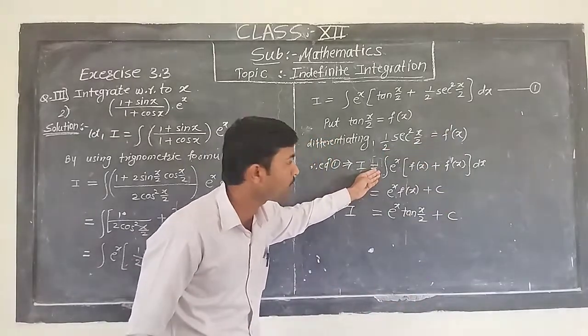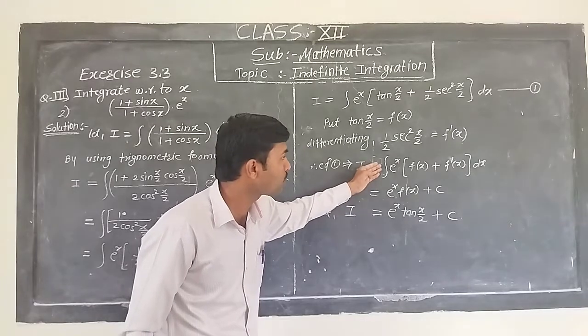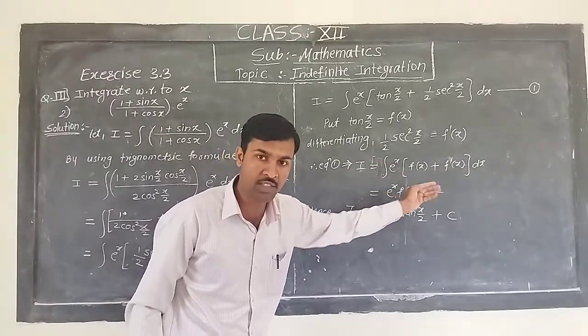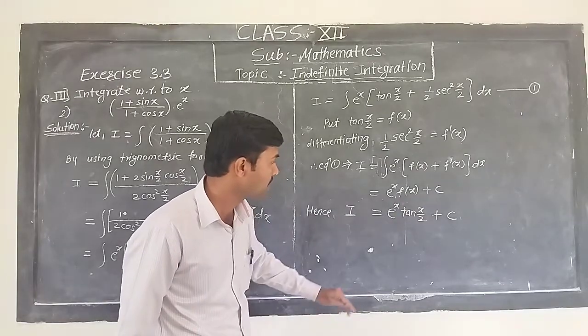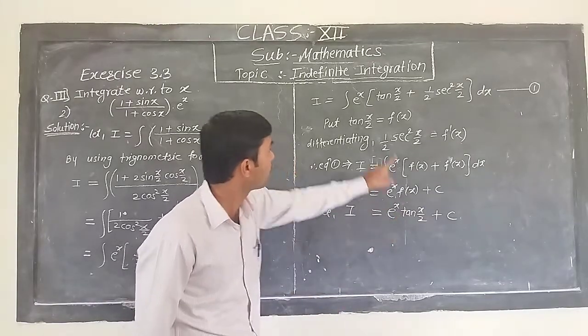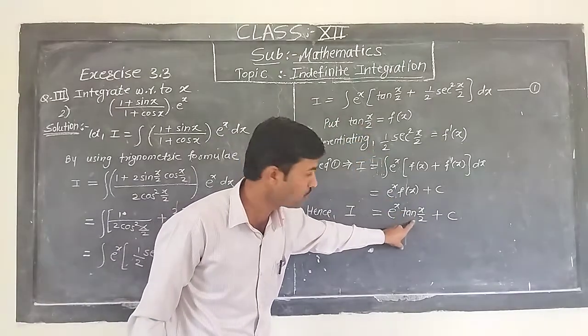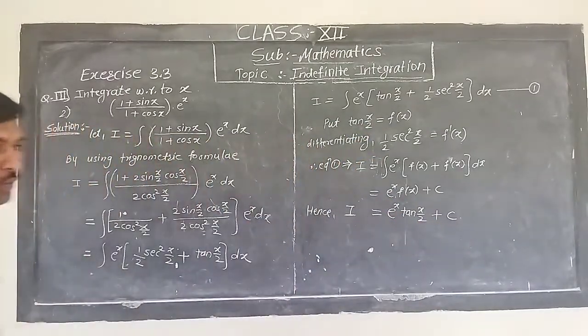And for such types of integration problems, we write the answer as e raised to x into f of x plus c. And what is our f of x? It is tan x by 2. So I replace this f of x by tan x by 2 plus c. Here is the solution.